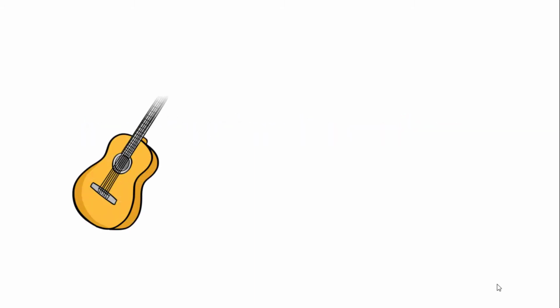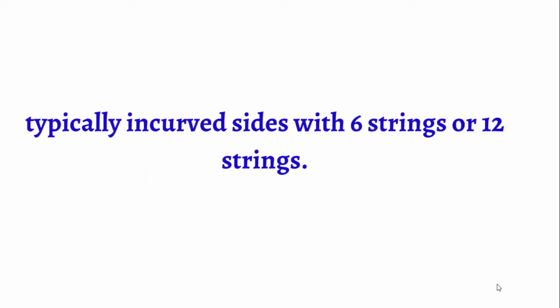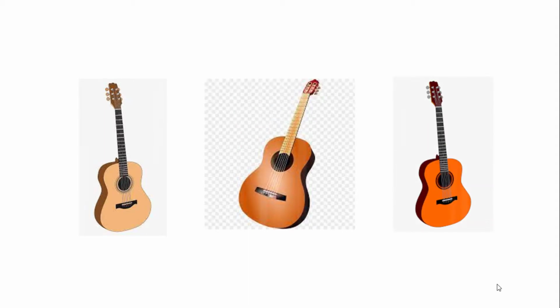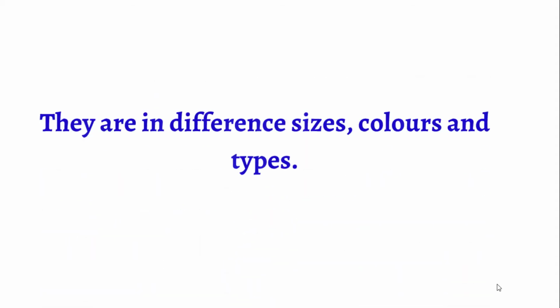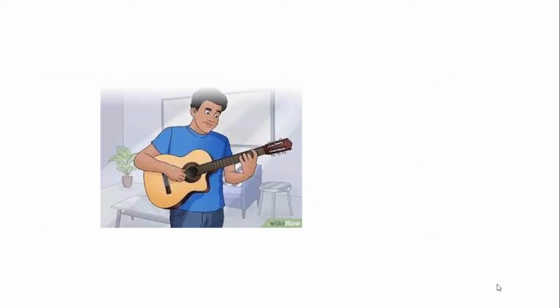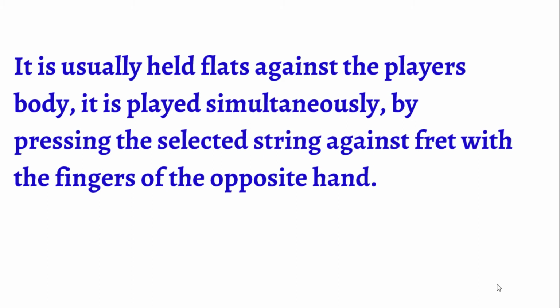Guitar is a stringed musical instrument with a fretted fingerboard, typically with curved sides and 6 or 12 strings, played by plucking or strumming with the fingers or a plectrum. They come in different sizes, colors, and types. It is usually held flat against the player's body. It is played by pressing the selected strings against frets with the fingers of the opposite hand.